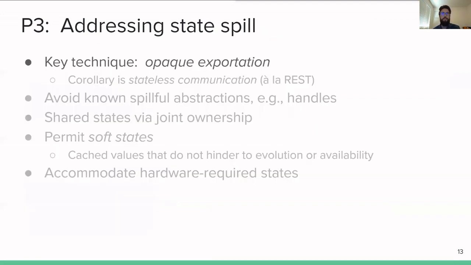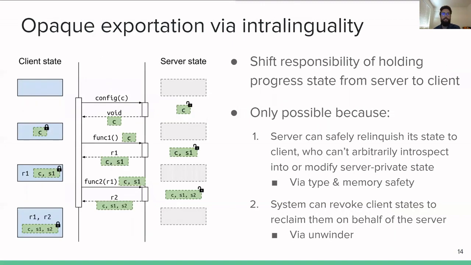The third principle Theseus follows is to avoid state spill. We have many techniques to do so, but the key one is opaque exportation. The other details can be found in our paper. Opaque exportation shifts the responsibility of holding progress states from a server to a client component, which is only possible due to type safety, memory safety, and intralinguality within Theseus. The server can then be more easily evolved and recovered from faults because it doesn't hold those client-relevant states anymore.